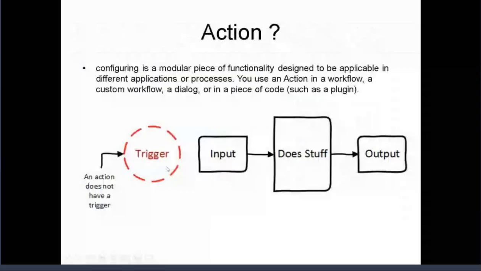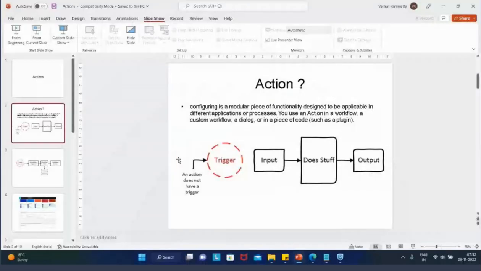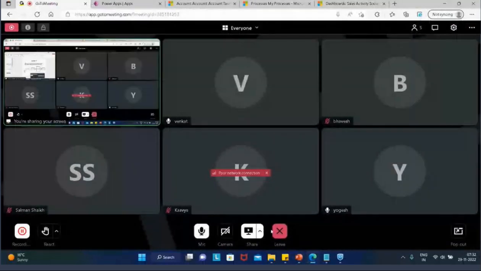When you want to create here. Okay, fine. So in action while you are creating, you don't have the triggering point. It has the input. You can call it in JavaScript. You can call it in plugin. You can call it in event. Which is called an action, configuring a modular piece of functionality designed to be applicable in different applications or processes. You use action in a workflow or a custom workflow or a dialogue or in a plugin or even in JavaScript. Okay, so for example, my own message.